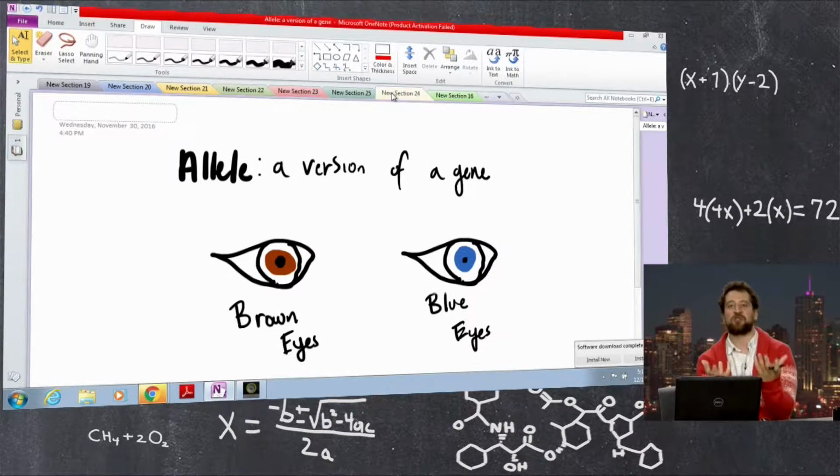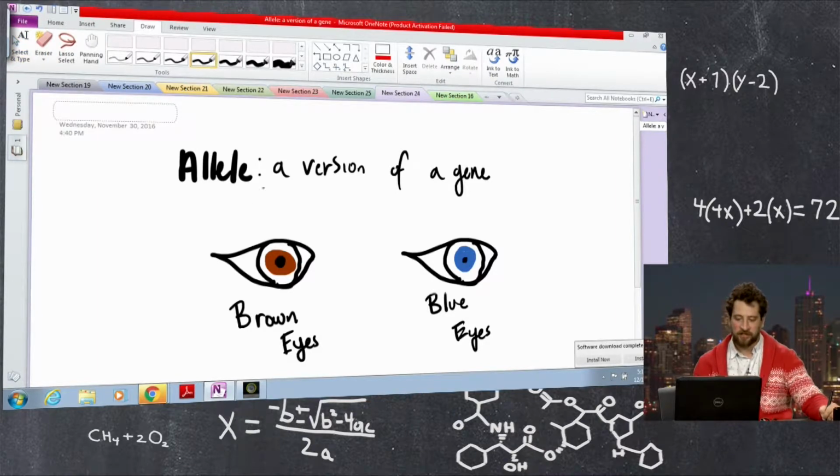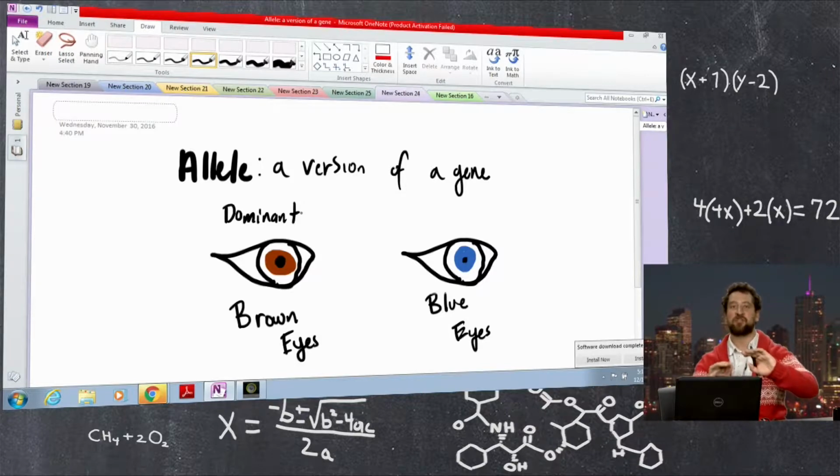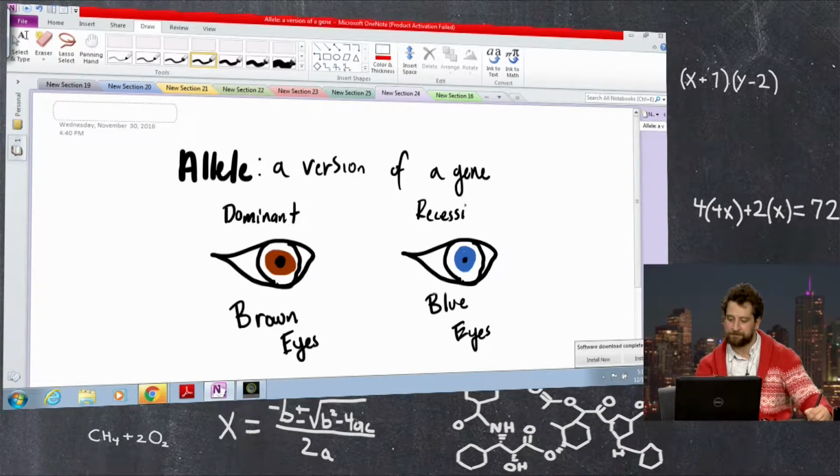When a gene does that, when it sort of takes over another gene, we refer to it as a dominant allele or a dominant gene. So the brown eye gene here is dominant. Blue eyes, or the blue eye gene in this example, is what we would call recessive. And the reason we call it recessive is because it recedes behind or below the dominant trait. It's not expressed when the dominant trait is present. However, if a person has only the recessive gene, then that recessive gene characteristic will be expressed. So again, in this example, blue eyes are a recessive gene.